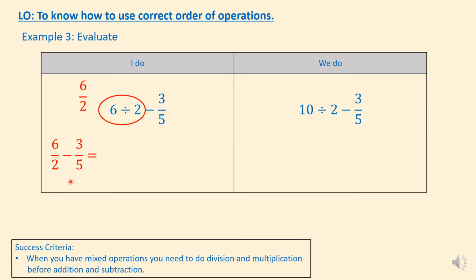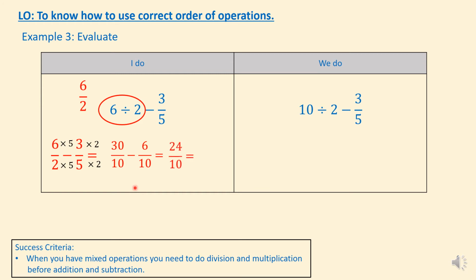Different denominators, I need to make the denominators the same. And the lowest common denominator between 2 and 5 is 10. So I need to make both denominators 10. So I need to times 2 by 5, same thing at the top. And I need to times 5 by 2, and same at the top. So if you work out the fractions, you end up with 30 over 10 take away 6 over 10. Same denominator, write one of them, then do 30 take away 6, which is 24 over 10.